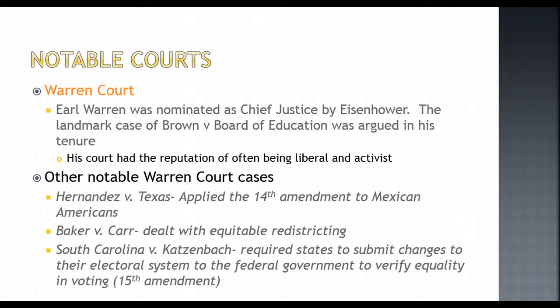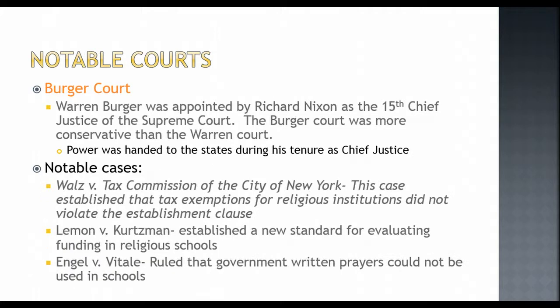Texas applied the 14th Amendment to Mexican Americans. Baker v. Carr dealt with equitable redistricting, which we talked about before, the idea of one man, one vote. And South Carolina v. Katzenbach required states to submit changes to their electoral system to the federal government to verify equality in the voting, which is the 15th Amendment. So all of those are very liberal and activist concepts, so that's something that you want to know about the Warren Court. But we then have the Burger Court.